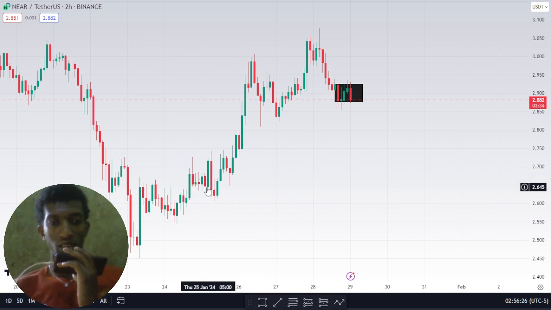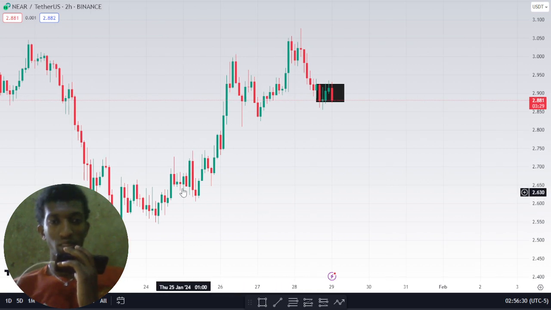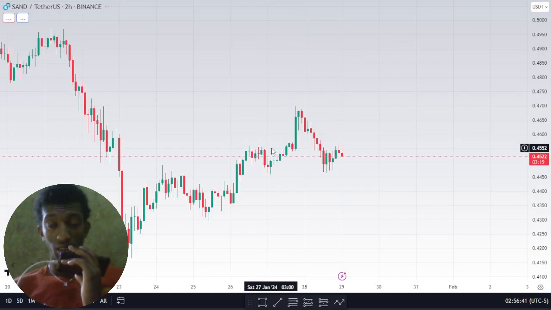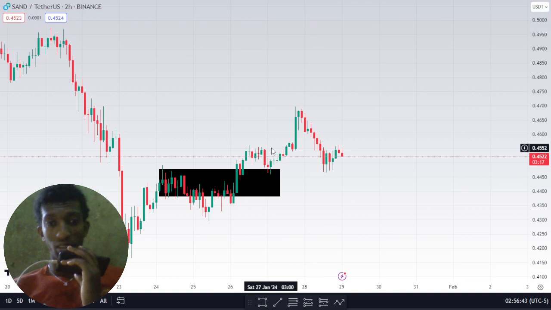So you mark this thing, right? And then boom, it went up. So you wanna select these kinds of things, not these kinds of swings. These swings are not consolidations, right? These are trending. Not red on NEAR, not red on SAND.